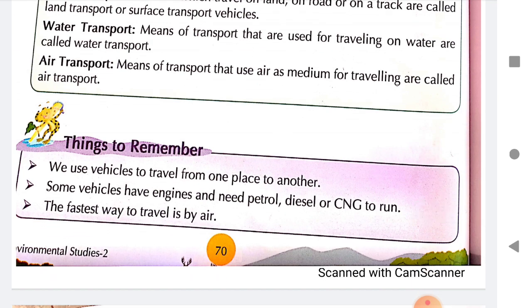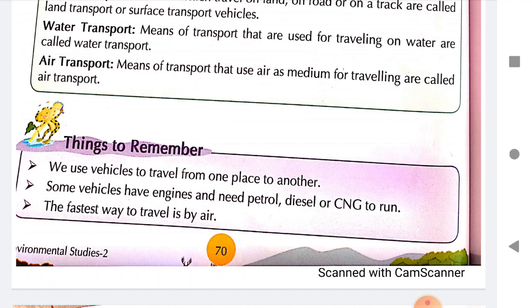Okay. Then what are the things to remember? The things to remember, that is the main points of this lesson, are: We use vehicles to travel from one place to another. Some vehicles have engines and need petrol, diesel or CNG to run. As I discussed in my previous video also, CNG is compressed natural gas. All these vehicles need, even the aeroplanes, they also need fuel. They fly on fuel only, but they have a different kind of fuel. The fuel used for aircrafts is different from petrol and diesel. So all the vehicles which have engine definitely need either petrol, diesel or CNG.